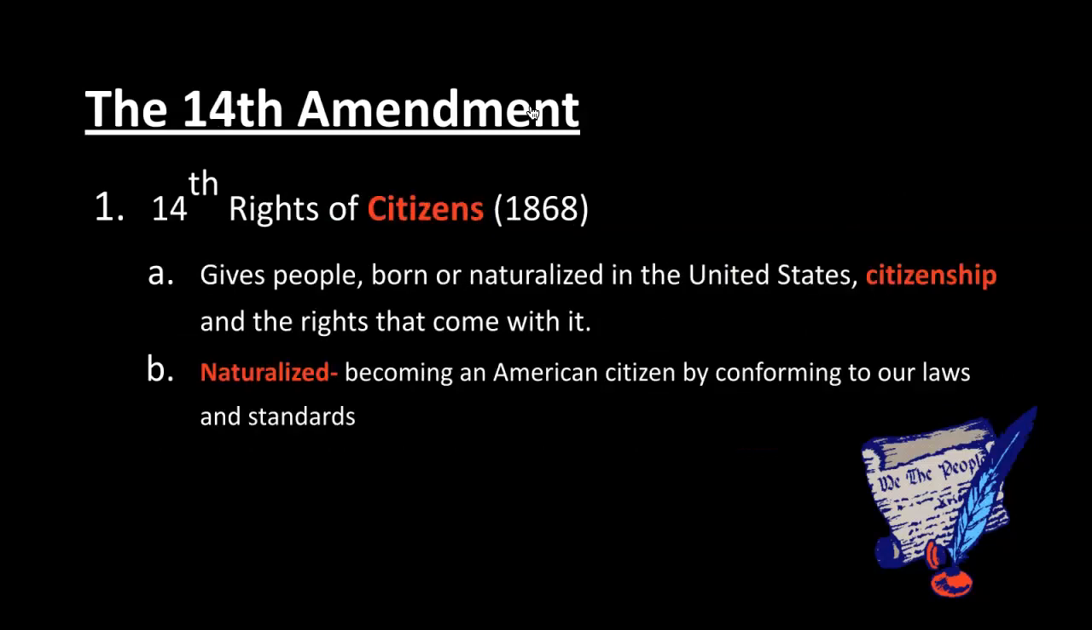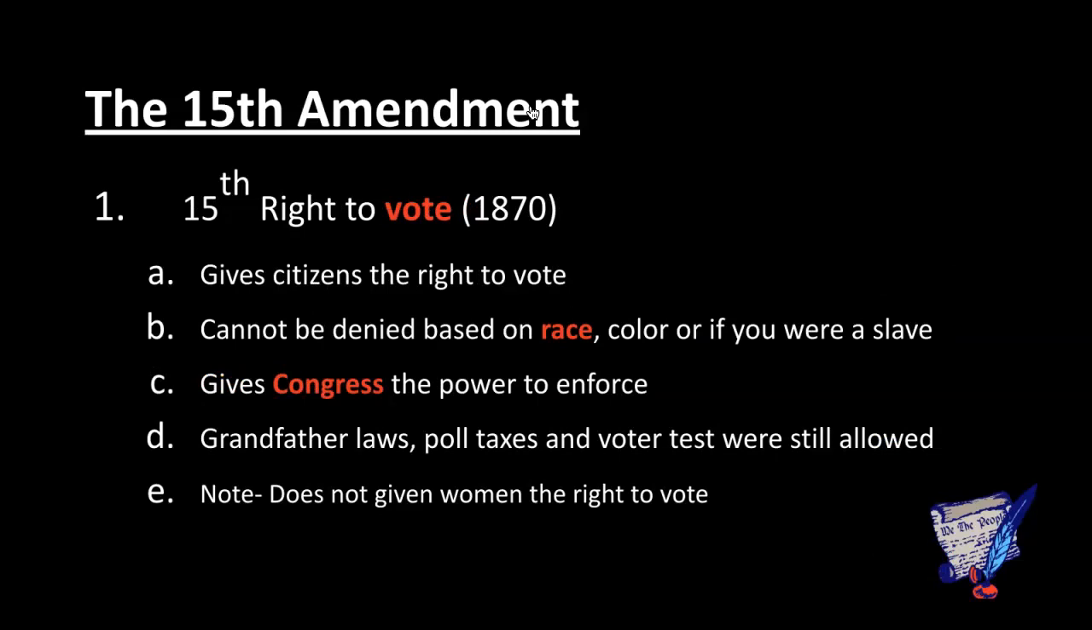The 14th Amendment, enacted in 1868, gave and explained the rights of citizens fully. Basically, this gave people born or naturalized in the United States citizenship and the rights that come along with it. Naturalization, if you remember, was something we talked about in the first mini-unit of this year, and naturalized citizens essentially becoming part of the American citizenship process allows them to conform to our laws and standards and take up our rights and privileges too.